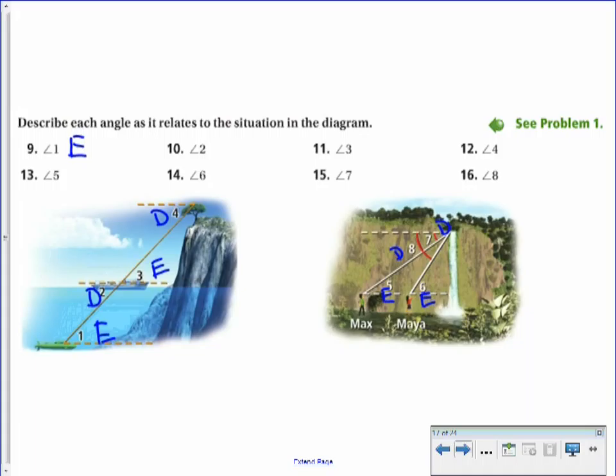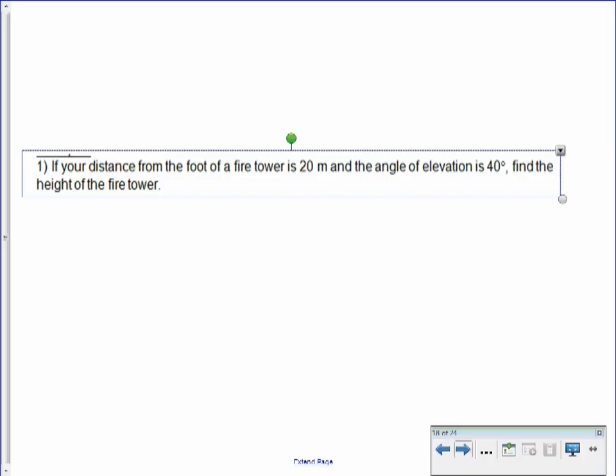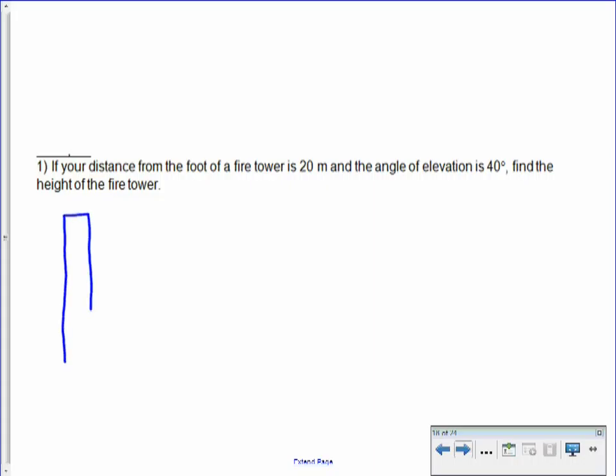Questions? All right, so let's look at a sample problem, what this might look like, what we have to solve for. If your distance from the foot of a fire tower is 20 meters and the angle of elevation is 40 degrees, find the height of the fire tower. Always start with pictures. Pictures are pretty. Well, some pictures are pretty, my pictures aren't so pretty, but whatever. So we have a fire tower, like in a forest. They have towers to see how fire is progressing. We know that we are 20 meters from the foot of the tower.